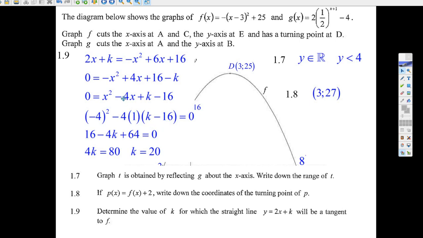So that's what you do. There's your b in front of x, -4 squared, minus 4 times a times c is this whole thing, k minus 16. You multiply it out, you get 16 minus 4k plus 64 equals 0. That equals 80. Move the 4k over. 4k equals 80, so k must be 20. So you use quadratic theory, the idea that the discriminant, or delta, must be equal to 0, so the line will just touch in one point where they'll equal each other. And that's why your solution is k equals 20.